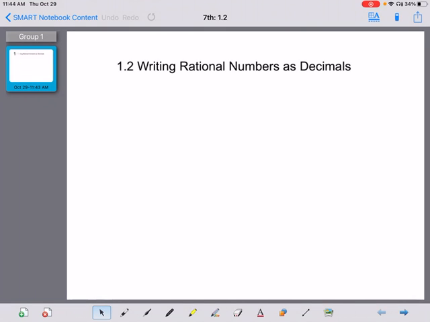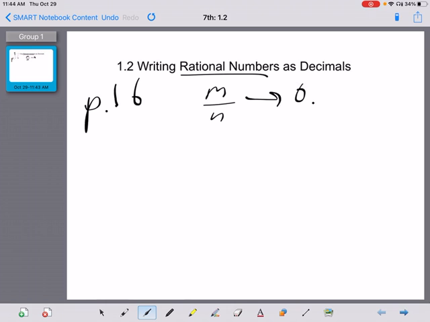All right, so we're on page 16 here. 1.2, writing rational numbers as decimals. So remember, a rational number is where you have m over n. We're trying to put that as a 0.123 decimal. So if you have this, turn it into this. That's basically what we're doing today.